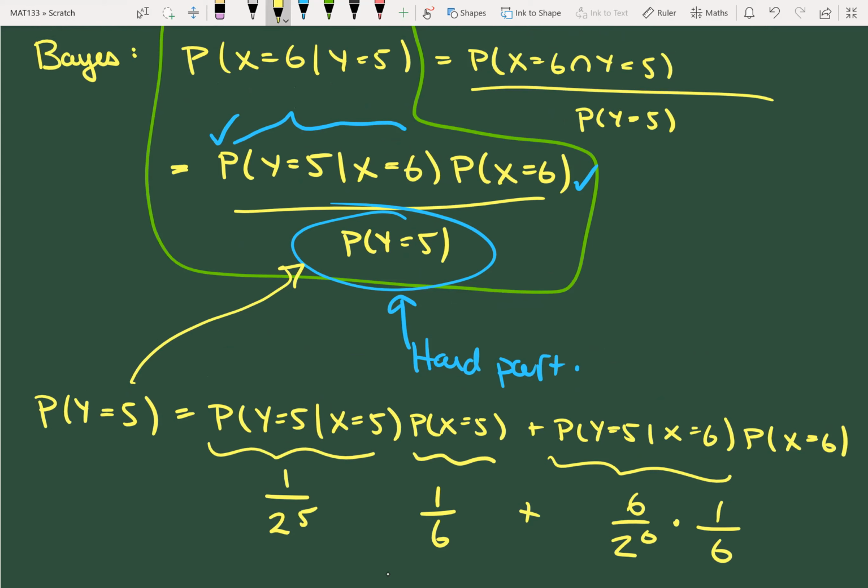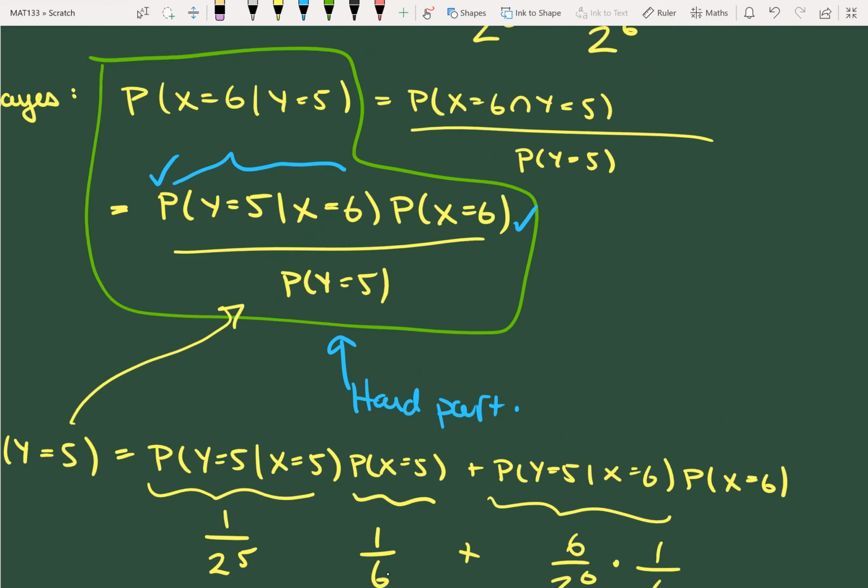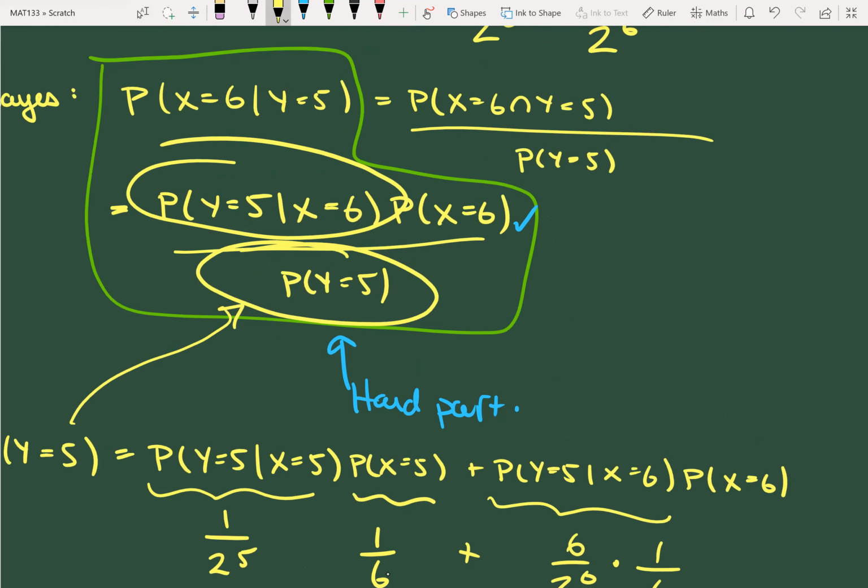We scaffolded it a little bit more. Part one was find this thing, part two was find this thing, and part three was find this thing. So it was a three-part question, and you had to do each of those parts separately. But if you did the first two correctly and then applied Bayes' theorem, part three wasn't too bad. We didn't expect a student to go straight there. That was tough, but we scaffolded it out so that it wasn't too bad.